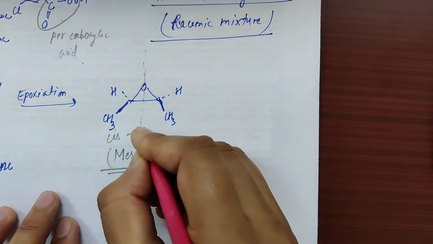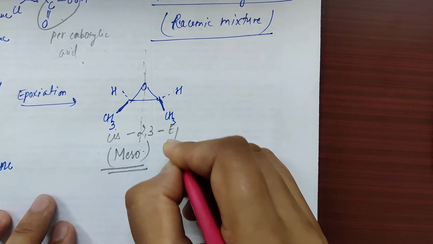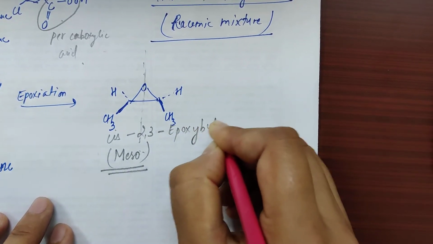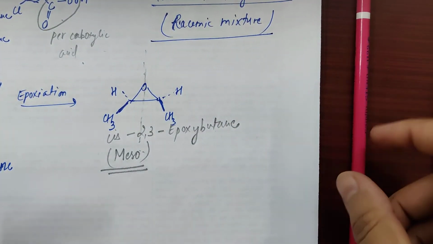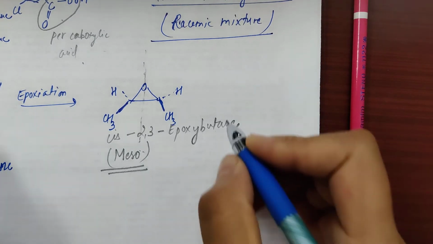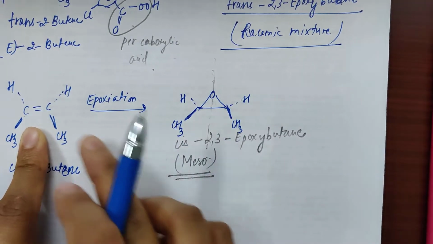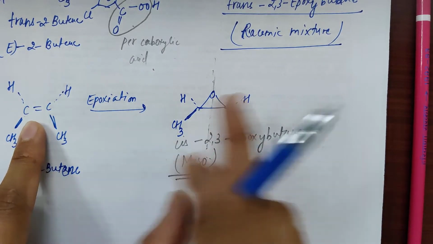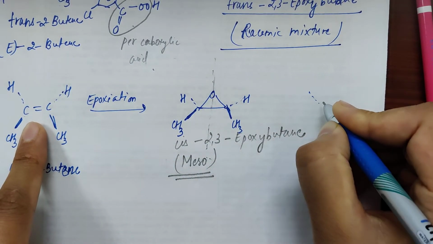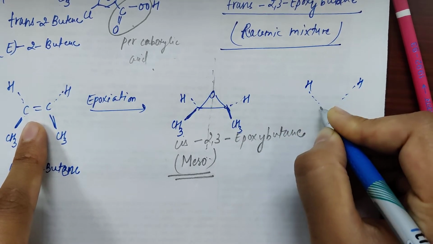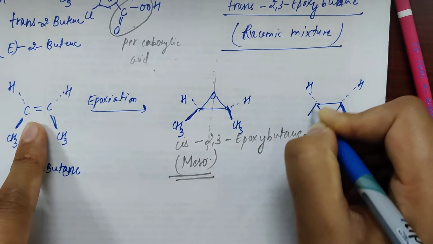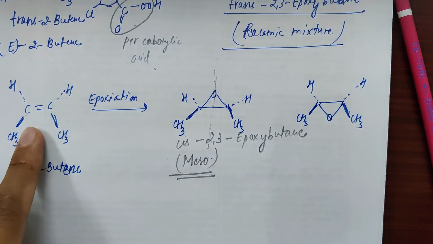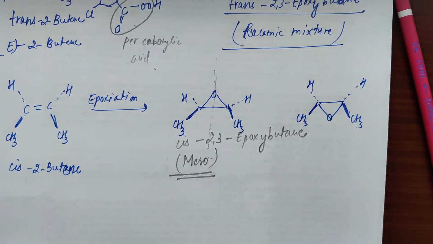So it will be cis-2,3-epoxy butane. Some of you might have a confusion. Some of you might say that here, if you are doing the addition from above the plane, you will get this kind of product. But if you are doing the addition from below the plane, you should get a molecule like this. So how are these two similar? This could be a confusion.